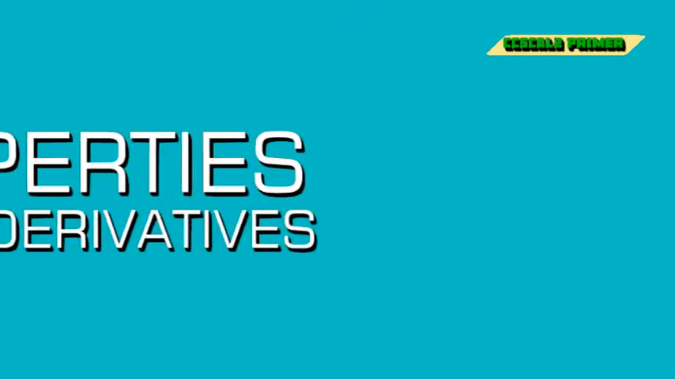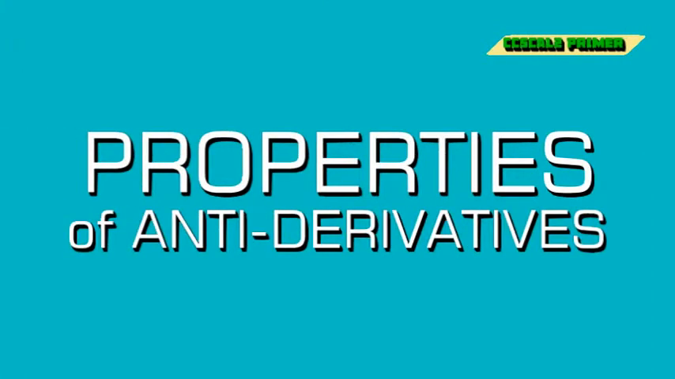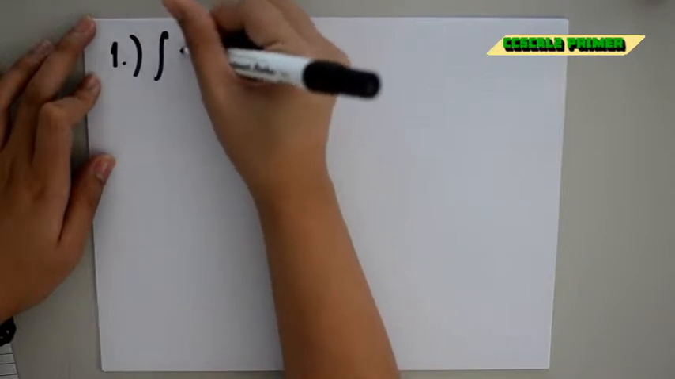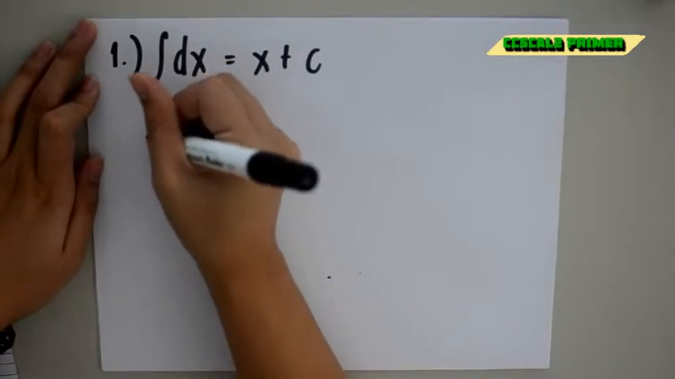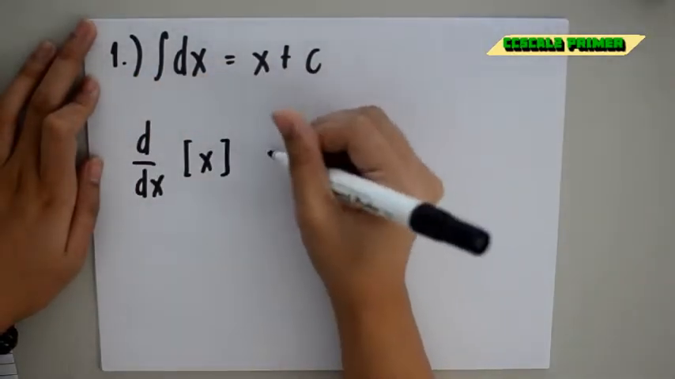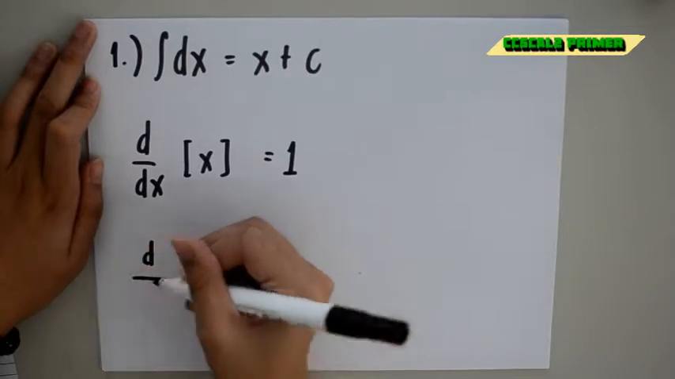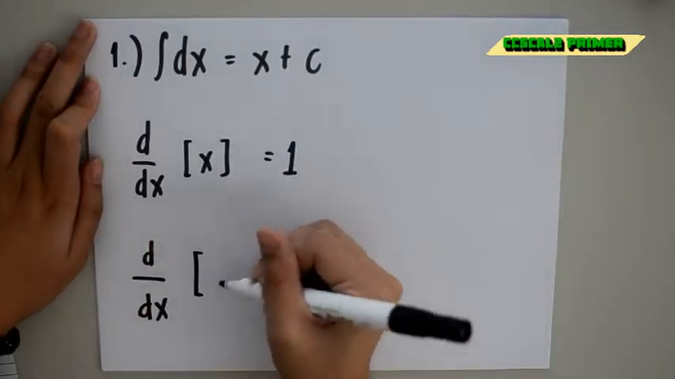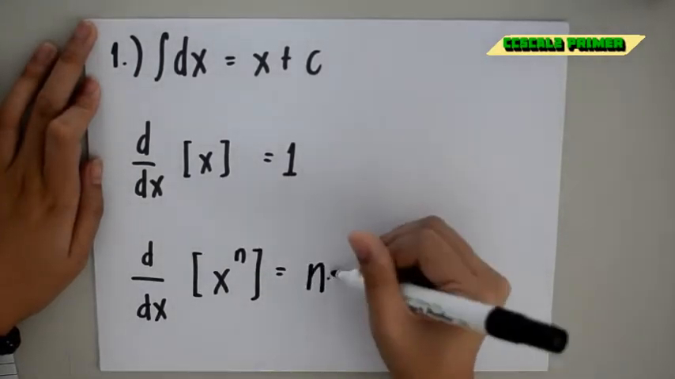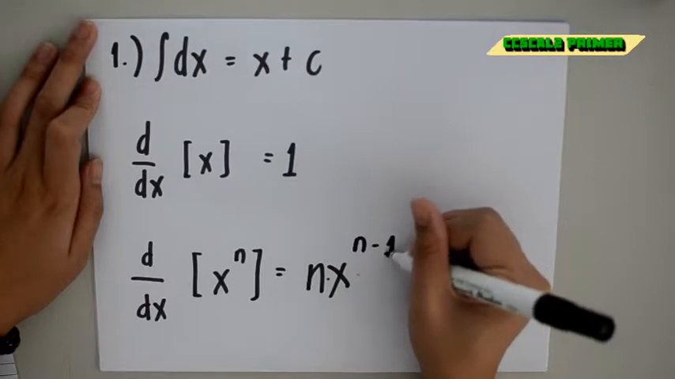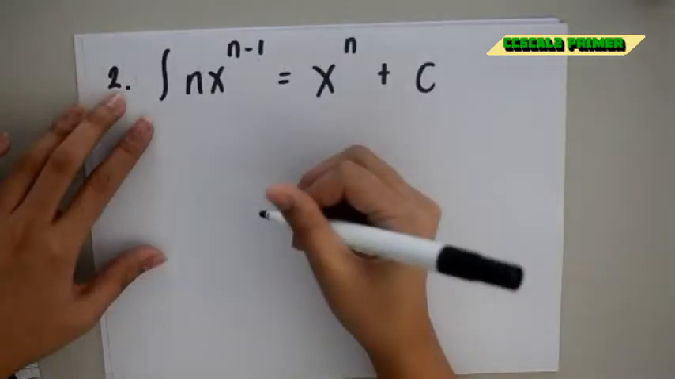Let's get started. Let us discuss the techniques and properties in getting the antiderivative. The general formula for the antiderivative of dx is x plus c. Remember that the derivative of x is 1, and we call the power rule, where the derivative of x raised to n is the product of the exponent n times the value x raised to the exponent reduced by 1. We now apply the reverse process in anti-differentiation.